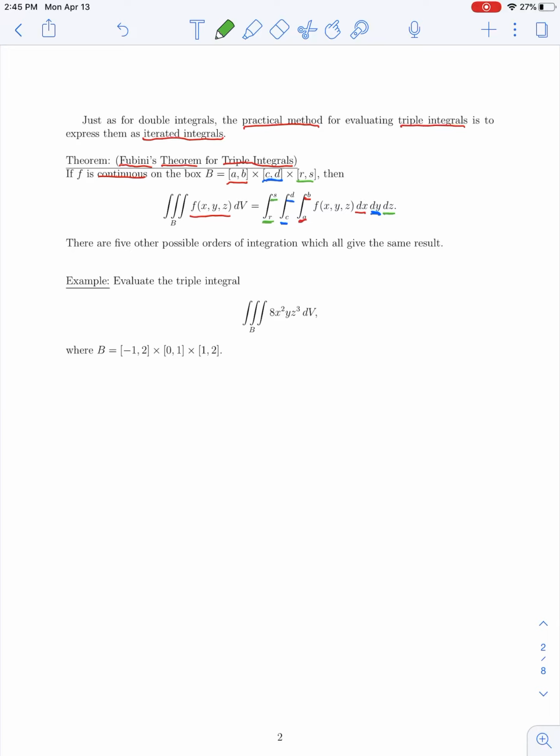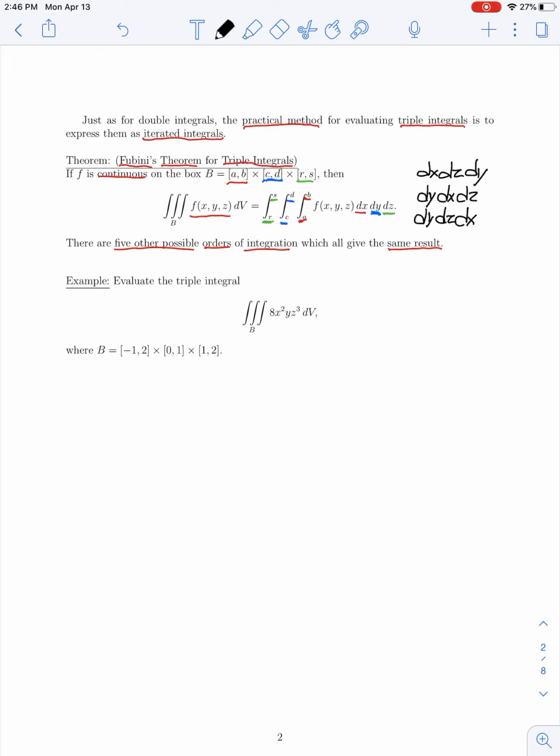So Fubini's theorem says we can evaluate these triple integrals over boxes by expressing them as iterated integrals. And in the last part of our theorem, it says there are 5 other possible orders of integration that all give the same result. Just like Fubini's theorem for double integrals said, it doesn't matter if you integrate in the order dx dy or dy dx. For triple integrals, there's a total of 6 orders of integration. We could have, for instance, dx dz dy, dy dx dz, dy dz dx, and so on. So a grand total of 6 possible ways that we could order these differentials. And regardless of the order in which we integrate, we are guaranteed we get the same result using Fubini's theorem.